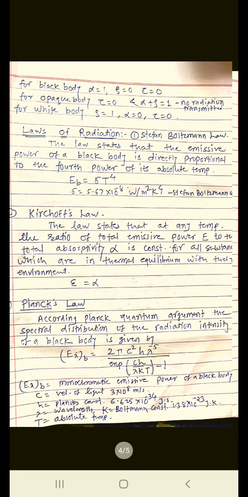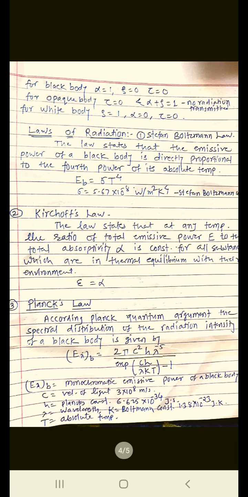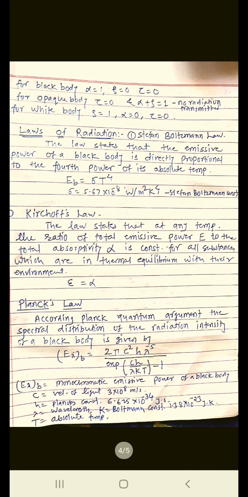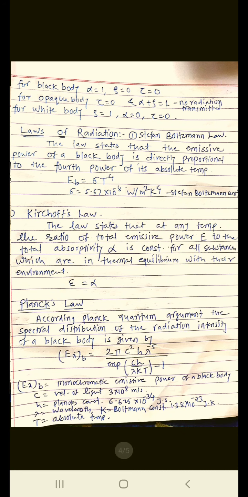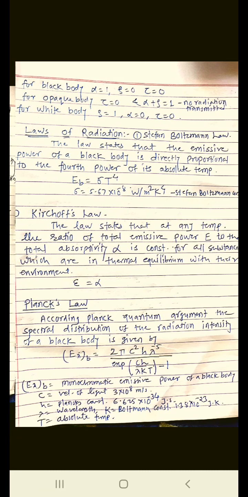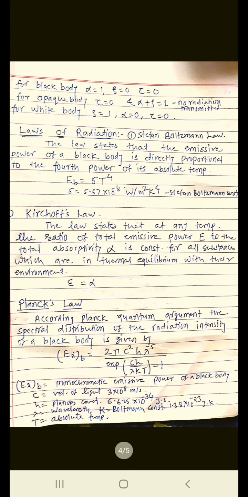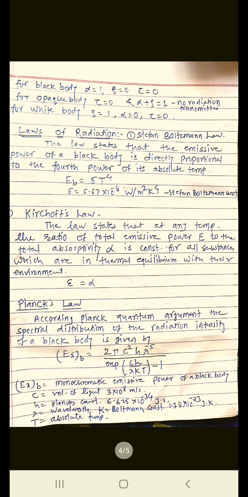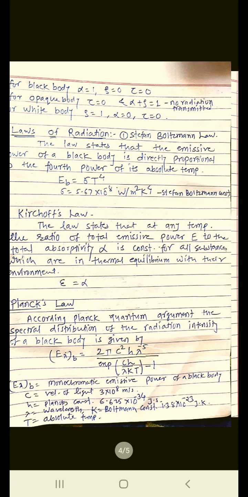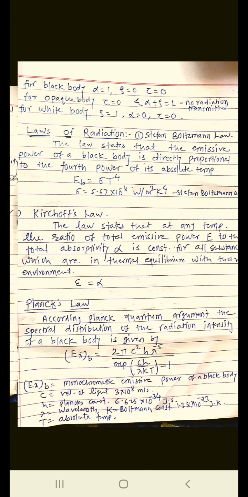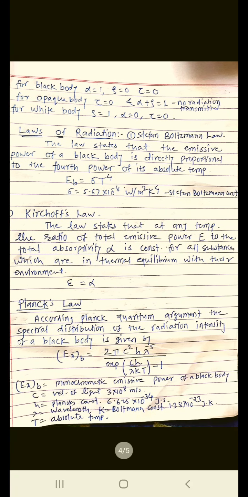First law which governs the radiation, Stefan-Boltzmann's law. The law states that the emissive power of a black body is directly proportional to the fourth power of its absolute temperature. E_b is equal to sigma T raised to 4, where sigma is known as Stefan-Boltzmann's constant and its value is 5.67 into 10 raised to minus 8 and its unit is watt per meter square Kelvin raised to 4. The experimental evidence is already performed in our practical part.